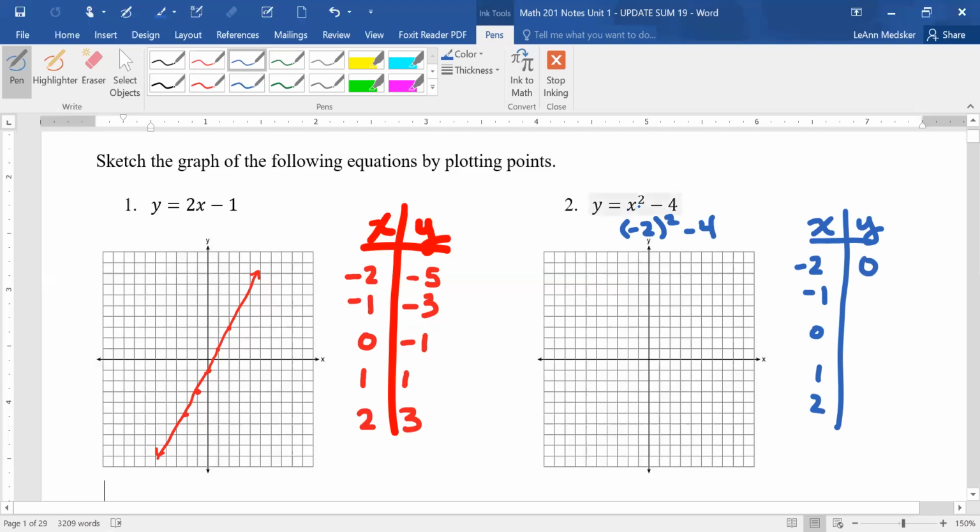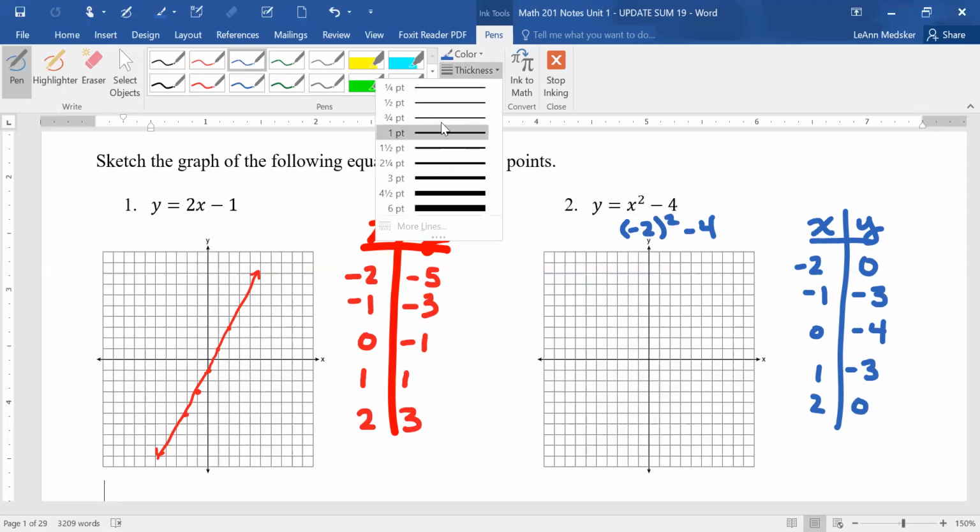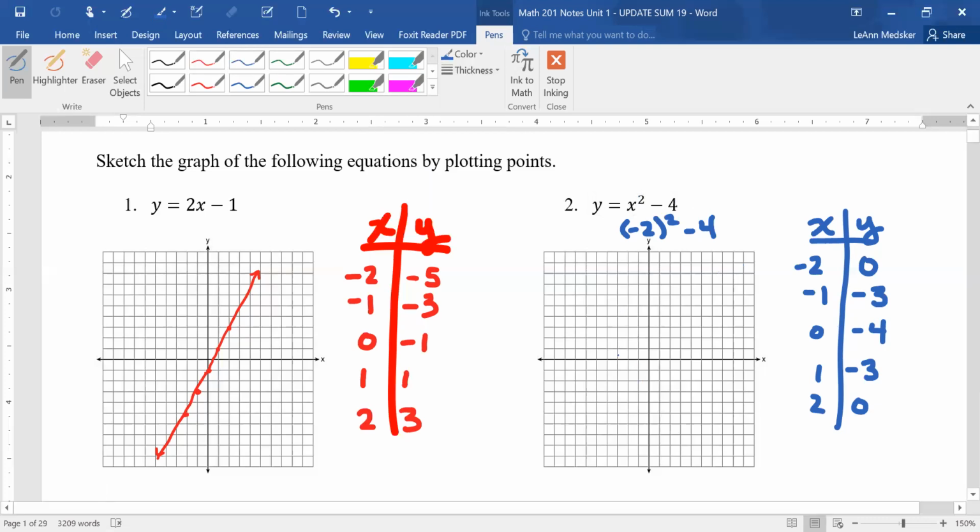-1 squared would be 1, minus 4 would be -3. 0 squared is 0, minus 4 is -4. 1 squared is 1, minus 4 would be -3. 2 squared is 4, minus 4 is 0. So again, we're going to plot the points. So -2, 0 is an x-intercept. We're going to formally define that in just a second.